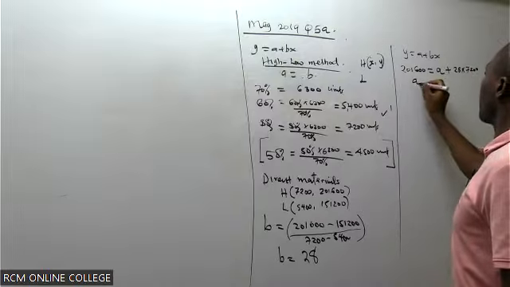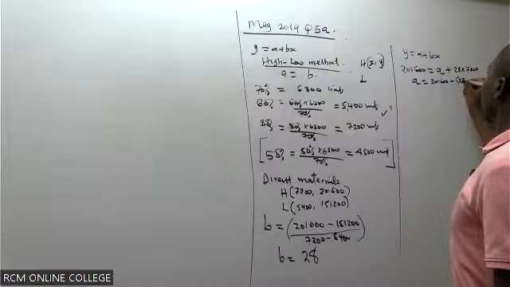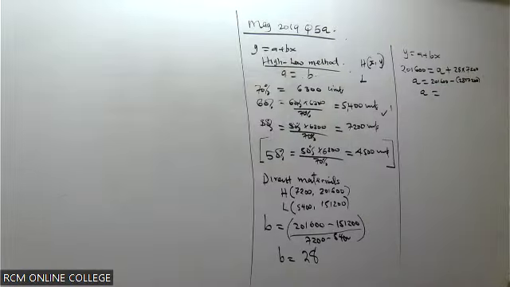What is the value of A? 201,600 minus 28 times 7,200. What is the value of A?